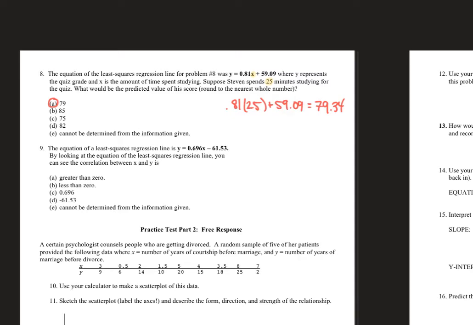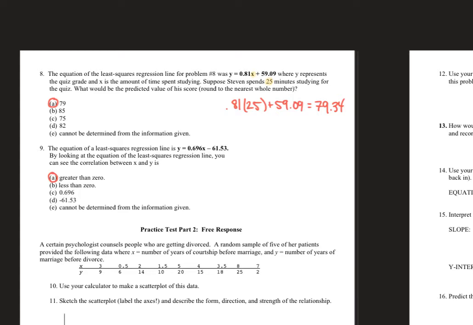All right, number 9 says the equation of a least squares regression line, and they give it to us. It says by looking at the equation, what do we know about the correlation coefficient? This is similar to a warm-up that I gave you guys. But this has a positive slope, which means that there is a positive relationship between the two variables. And remember that positive correlation coefficients are greater than 0, which means A would be the correct choice.